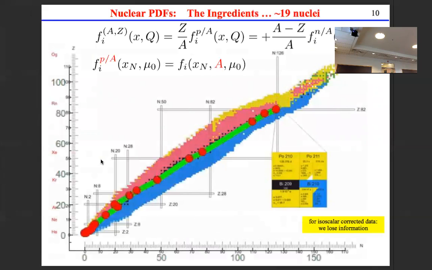So here it is on the ZN plot, and we've got 19 points. We're sort of going along the line of stability here and parameterizing things in terms of A. So the proton in a nucleon A is parameterized with this A combination. Then to get the actual nuclear combination, we take that, Z of that, and then use isospin to build up the full nuclear structure. So it's an approximation we're working on here.